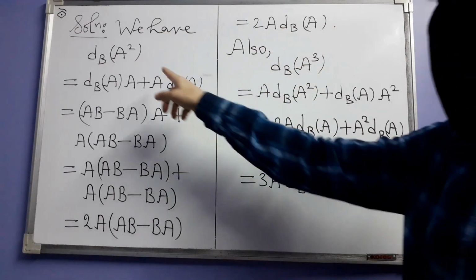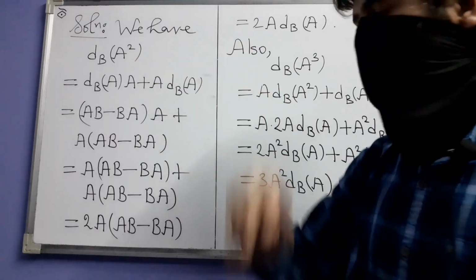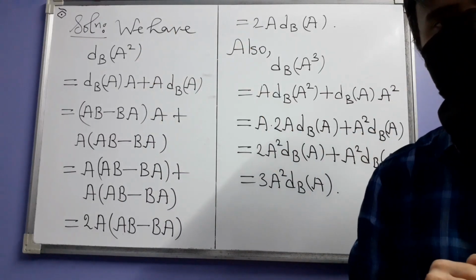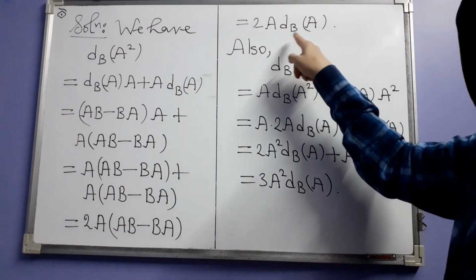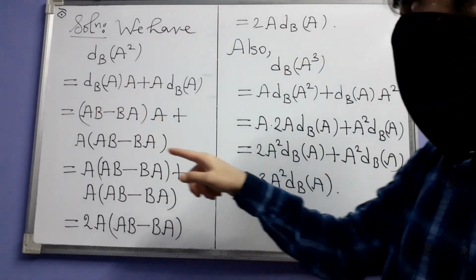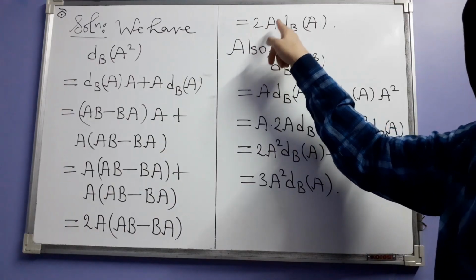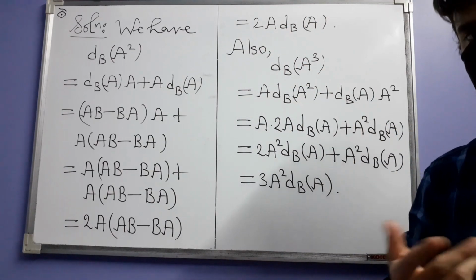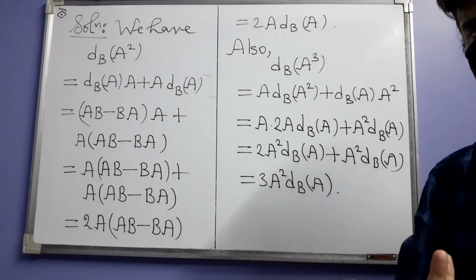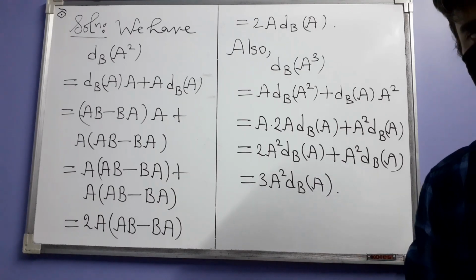Note one thing, that it's almost like differentiating A squared. Something like that, because the form of the result is just like that. 2 comes down and A squared becomes A, and then again you differentiate A with respect to B. It's something like the chain rule. Okay, something like that.